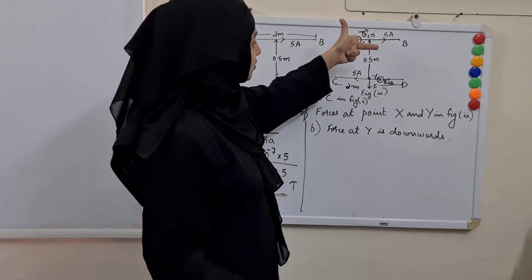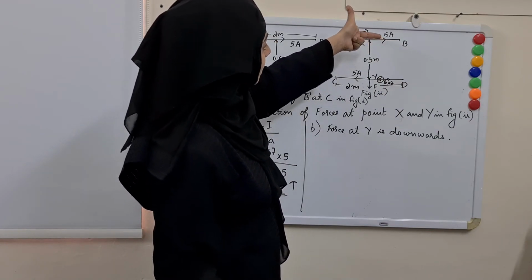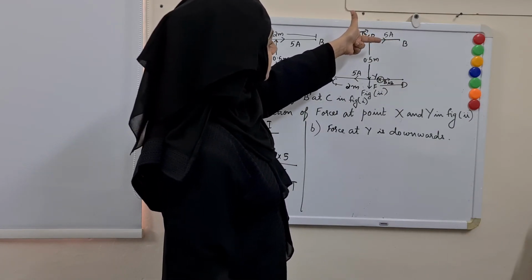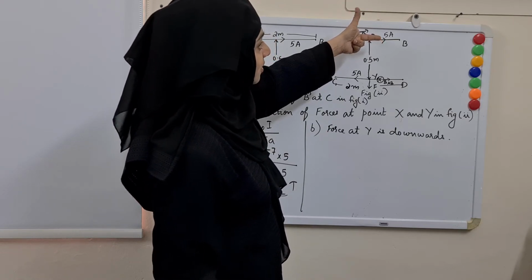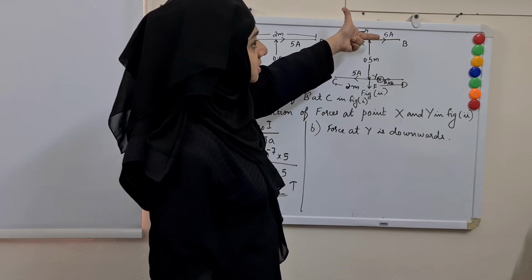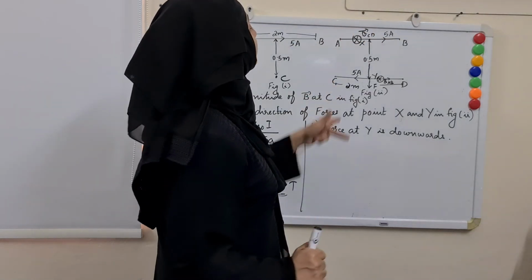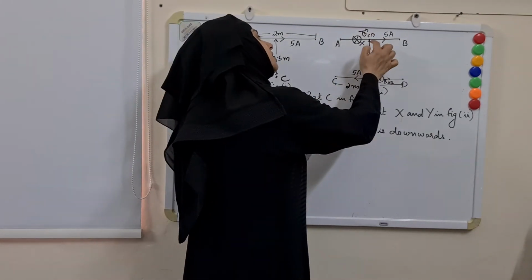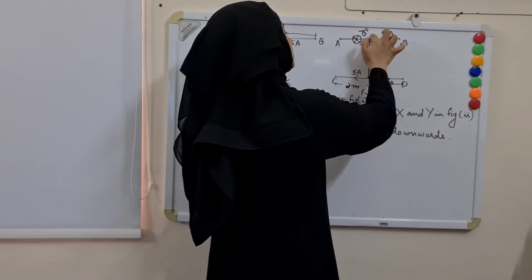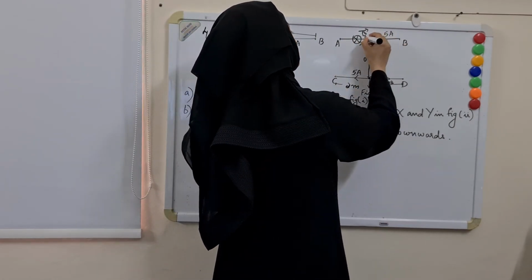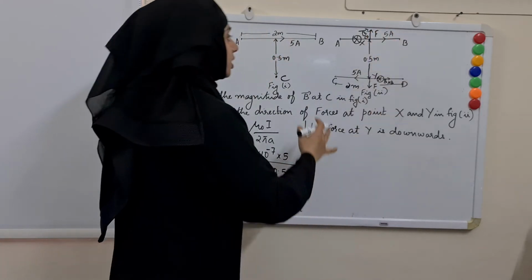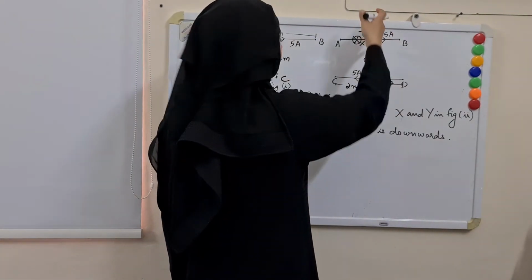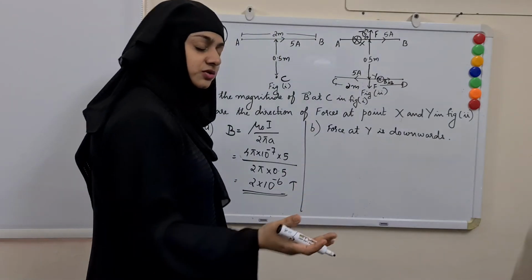So I don't have to twist my hand. Here I have first finger into the paper board, second finger in the direction of current. How is the thumb directed now? Upwards. So the force will be upwards at the point X. So here force F is upwards.